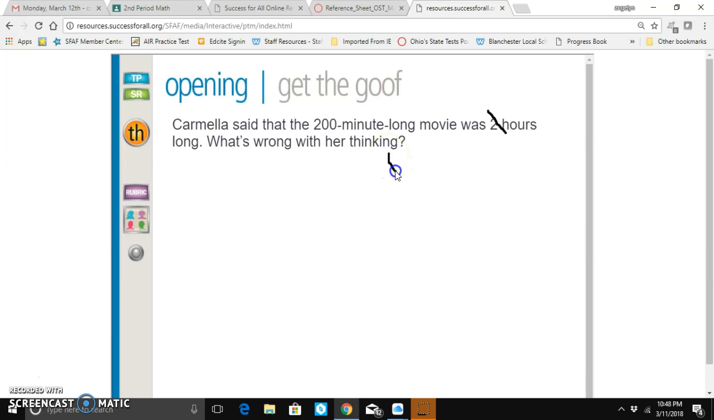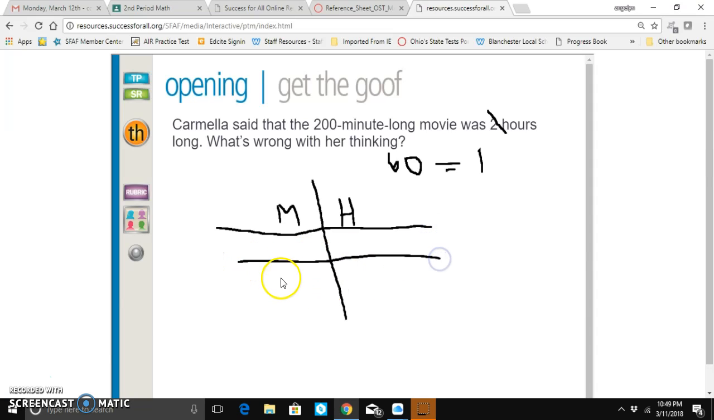Think about what you know about minutes and hours. You know that there are 60 minutes in 1 hour. So we're going to use this information to set up a ratio table to figure out how many hours 200 minutes is actually in hours. So here's what you're going to do. You're going to make a ratio table. And right now we are comparing minutes to hours. So make a ratio table on your notes. Make it say minutes to hours.